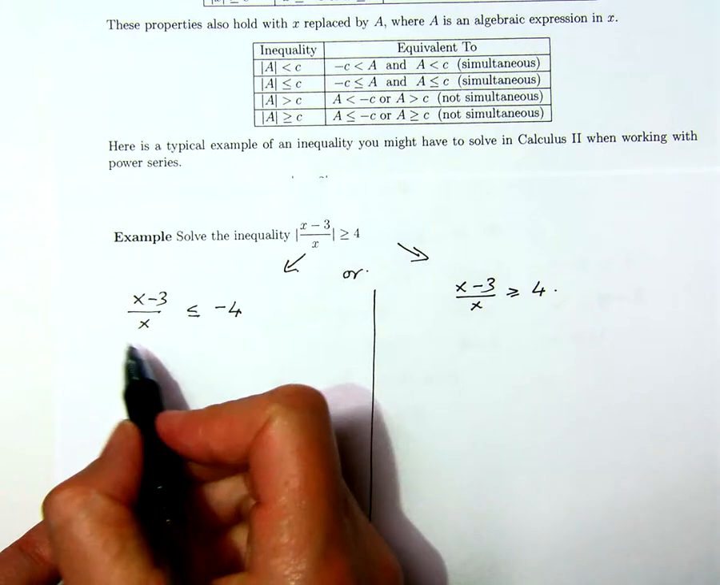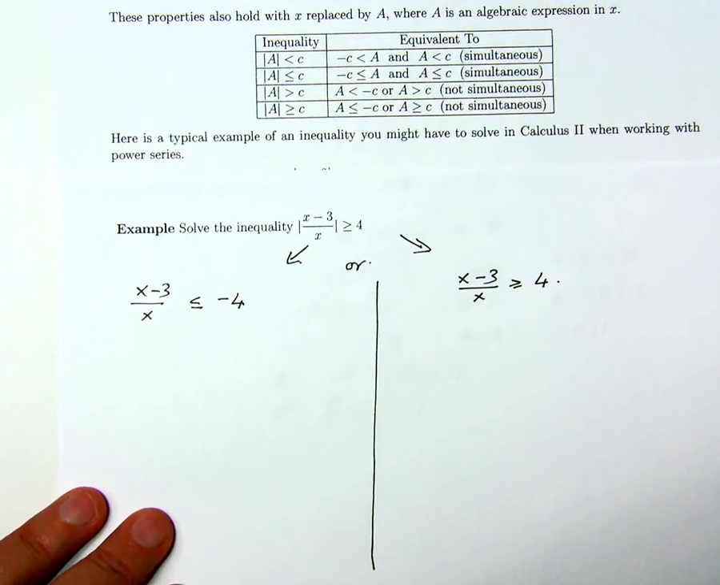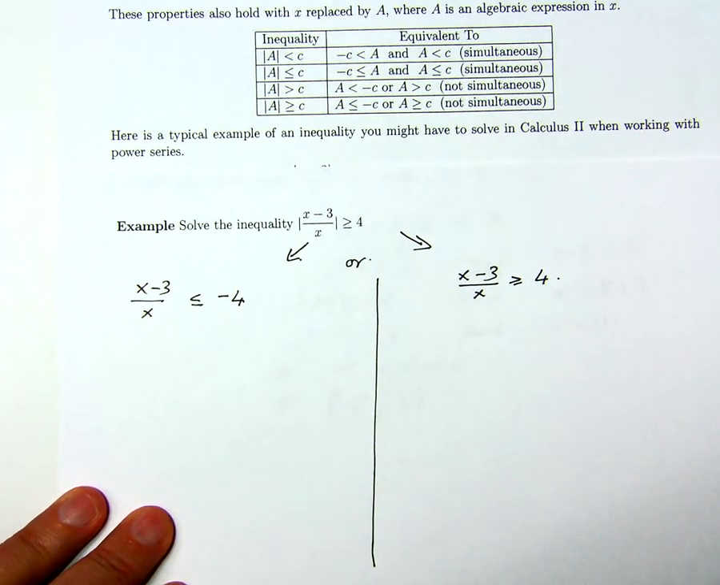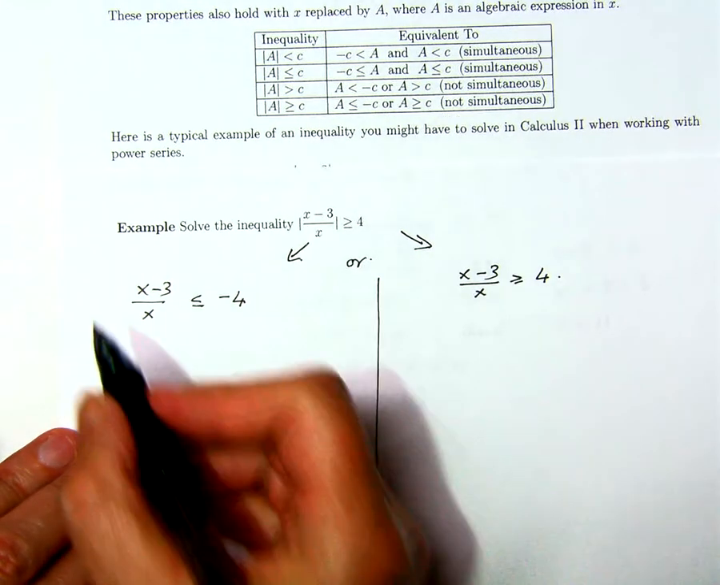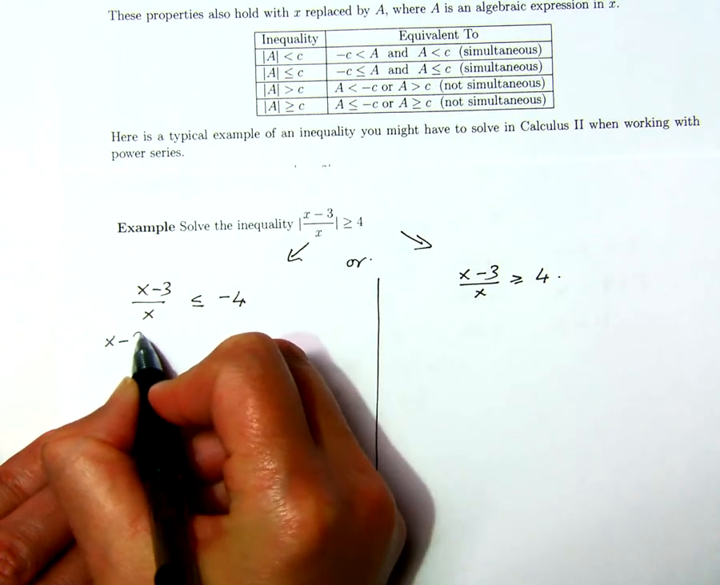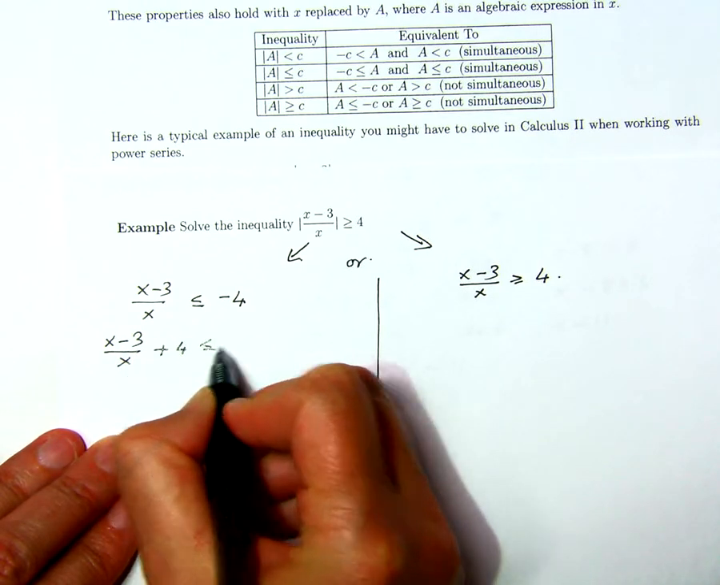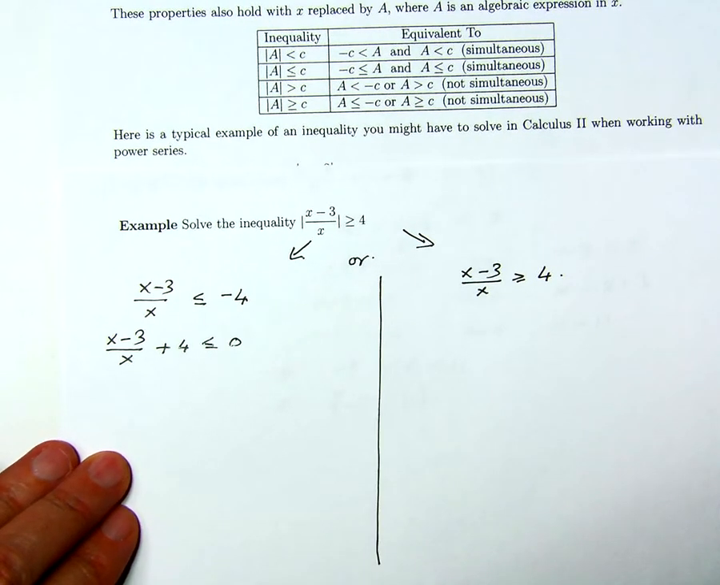So let's work on this one. We can convert this to a rational function by bringing this minus 4 over to the left, and we can convert it to a problem where we have to decide where a rational function is positive or negative. So let's bring everything over to the left. That's adding 4 to both sides. We get x minus 3 over x plus 4 less than or equal to 0.